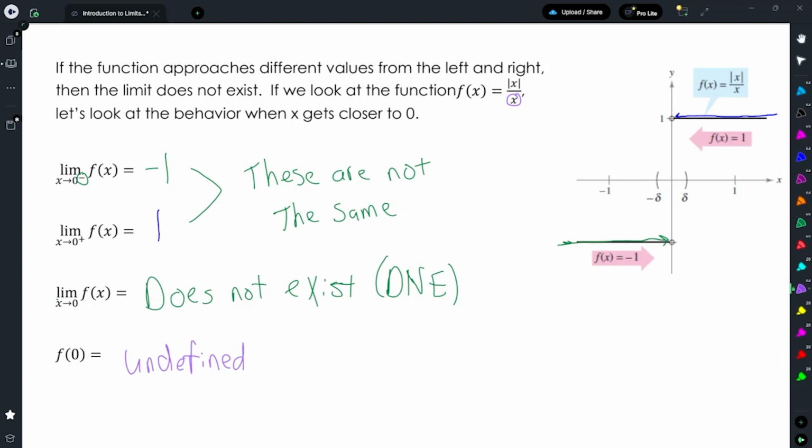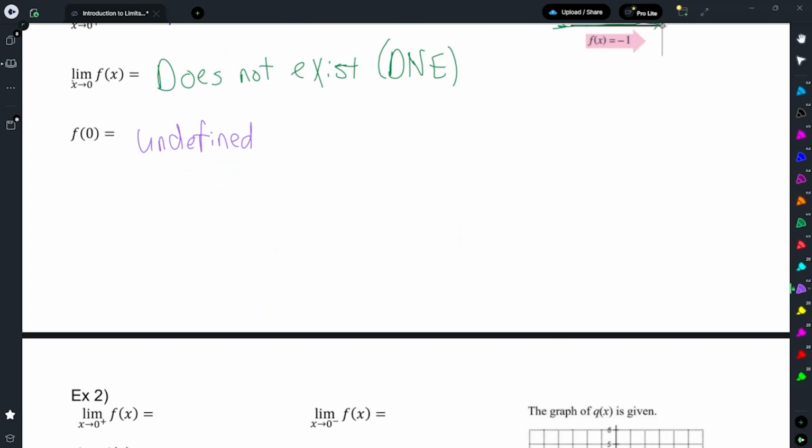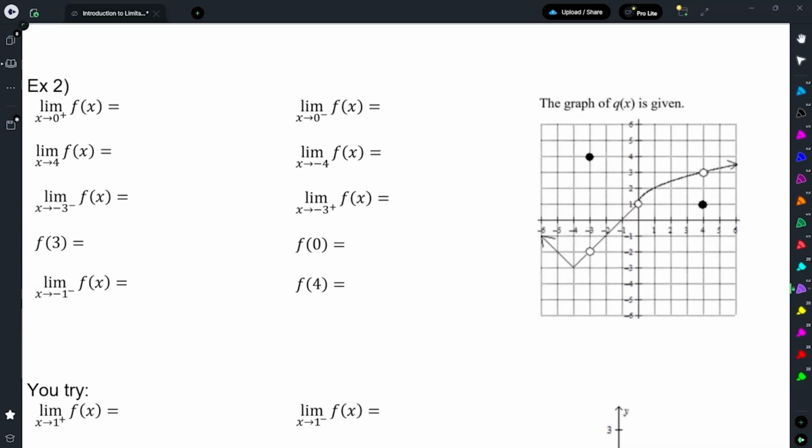We have the left side limit as x approaches 0 is -1. The limit as x approaches 0 from the right side, from the positive direction, is +1. So since those are different, the limit overall as x approaches 0 does not exist. And f of 0, okay, what is the value of the function when x is 0? That is undefined. Okay, so 4 different answers for those 4 problems. So let's look at the next page here.